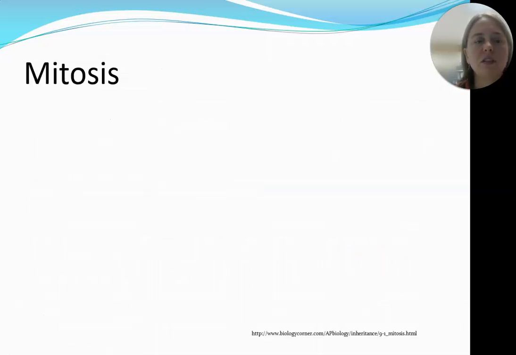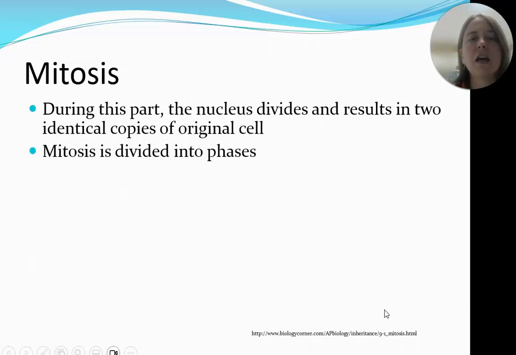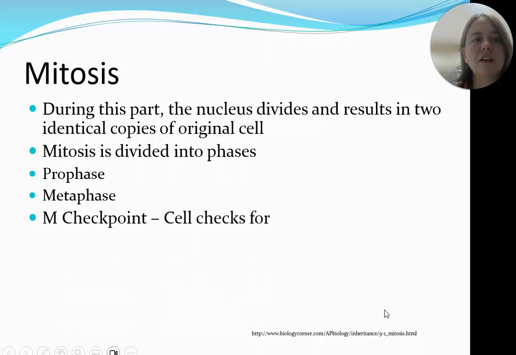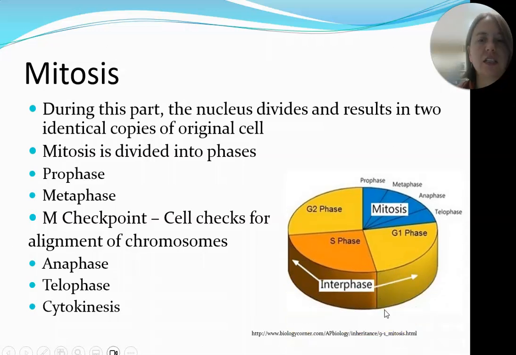So let's talk about mitosis. Mitosis is the other part of the cell cycle. During this part, the nucleus divides and results in two identical copies of the original cell. So you end up with two copies. They're identical. And mitosis is also divided into phases. There's prophase, metaphase, a checkpoint, anaphase, telophase, and then cytokinesis. We have to check that the chromosomes are aligned during metaphase. Then there's anaphase and telophase, and then cytokinesis.